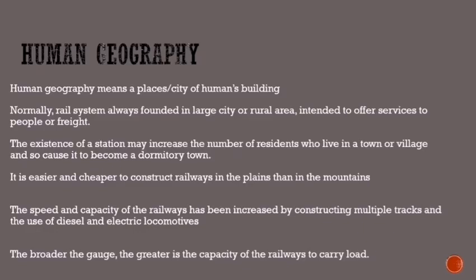The speed and capacity of a railway can be increased by constructing multiple tracks and converting to electric locomotives. Also, the broader the gauge, the greater the capacity of the railway to carry load.